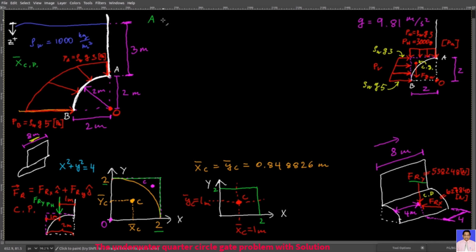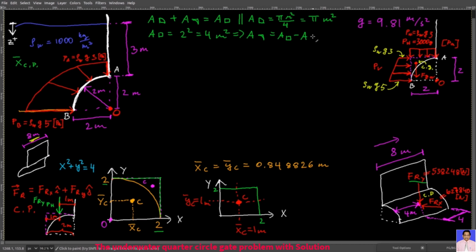Now it's also logical that the area of the quarter circle plus the area of the other section would give you the area of the square. We know that the area of the quarter circle, that's pi r squared over 4, so it's pi meter squared. You also know that the area of the square is 2 squared, so it's 4 meters squared. Thus, the area of this other section, the area of this pocket of water, it was the area of the square minus the area of the quarter circle. It's 4 minus pi meters squared.